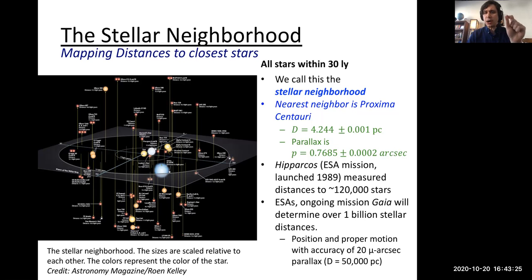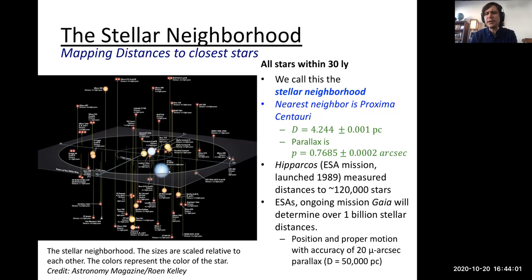And now we have an ongoing mission. Again, the European Space Agency is doing it. It's called Gaia, and it's getting close. It is measuring the parallax for 1 billion stars. This is the most accurate parallax data that we have, so there have been lots of updates to our distances. It can actually measure the position with an accuracy of 20 micro arc seconds. That's a distance of up to 50,000 parsecs away. So it's charting pretty much all of the galaxy that's within 50,000 parsecs of the Earth, where every star is.